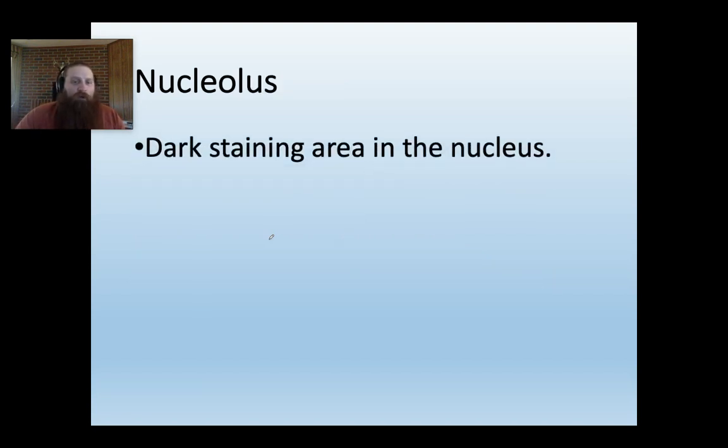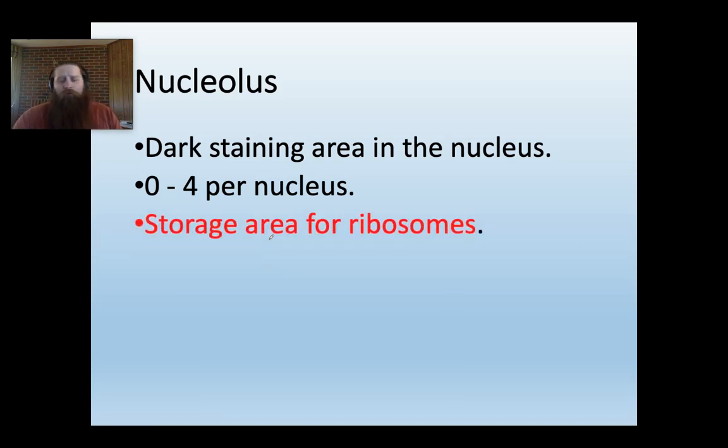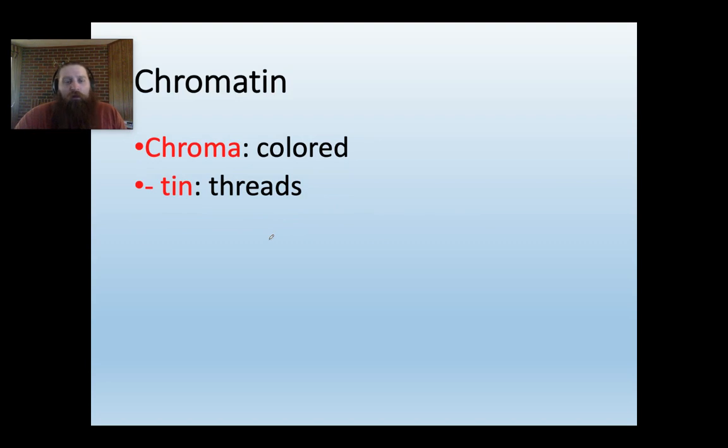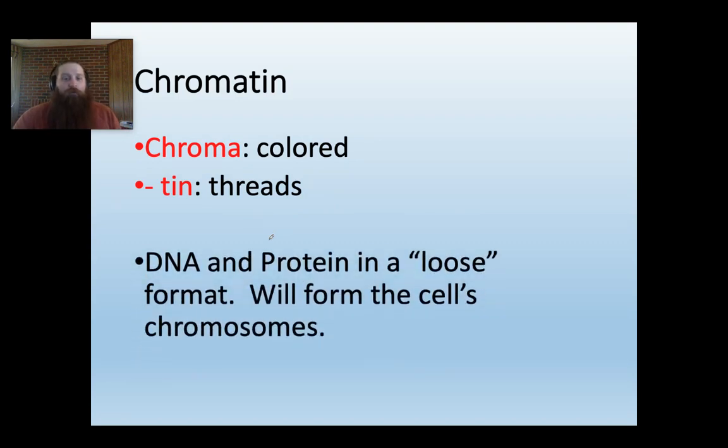Now, the nucleolus in the middle is a dark, kind of stained area in the nucleus. There can be none in the nucleus. You could have one or two. You could have up to 4 in the nucleus. And this is a place where we store the ribosomes that we use later. Now, the chromatin there, like I said, it comes from the term colored threads. And it's the DNA and the proteins in a loose format. When the cell goes to divide, it will actually bind up and form the cell's chromosomes.